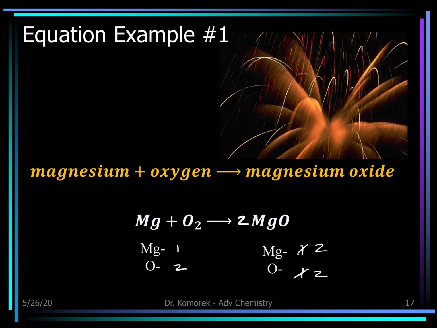All right, go back now. Our oxygen's good, but we don't have enough magnesium to make 2 units of magnesium oxide. So we need to start with more magnesium.